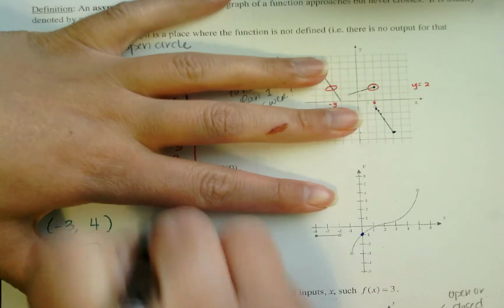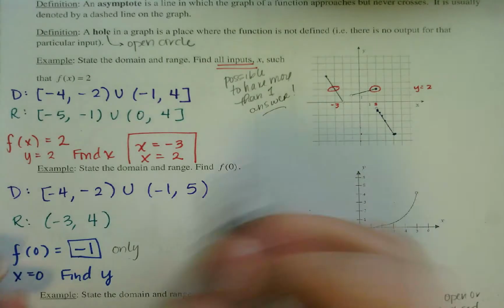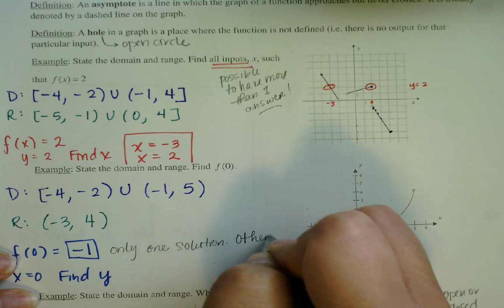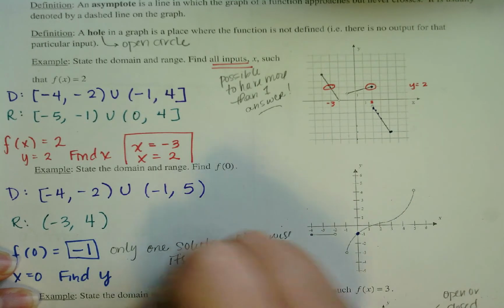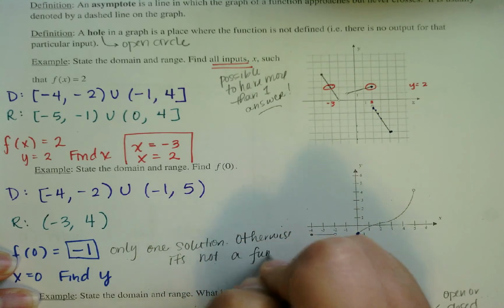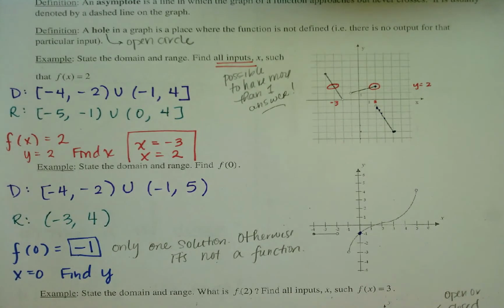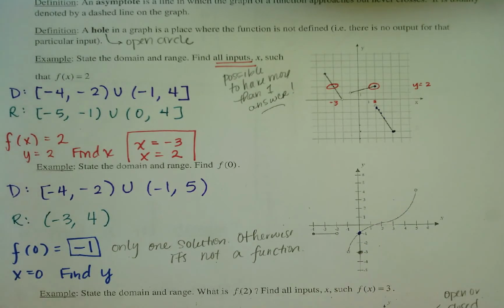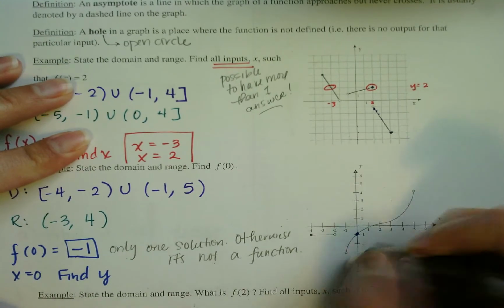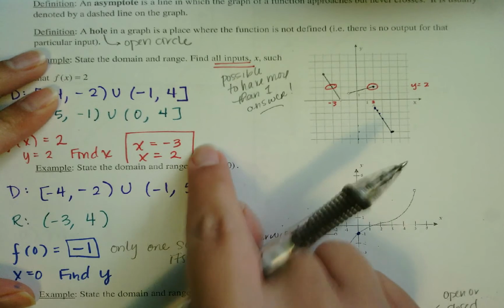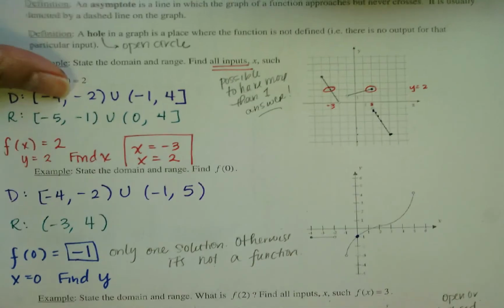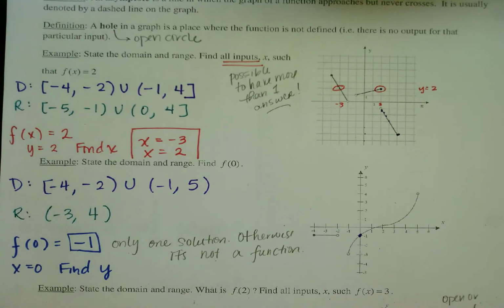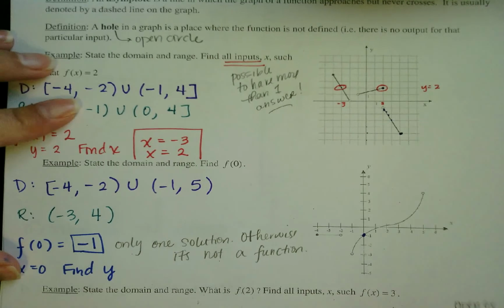Only one solution, otherwise it's not a function. So when you plug in 0, you can't have -1 and have a point here at -3. Nope, it's no longer a function. So only one output. Here you can have multiple inputs. So that's the difference. I did this last one for you, but try that on your own and then go check it with my work.